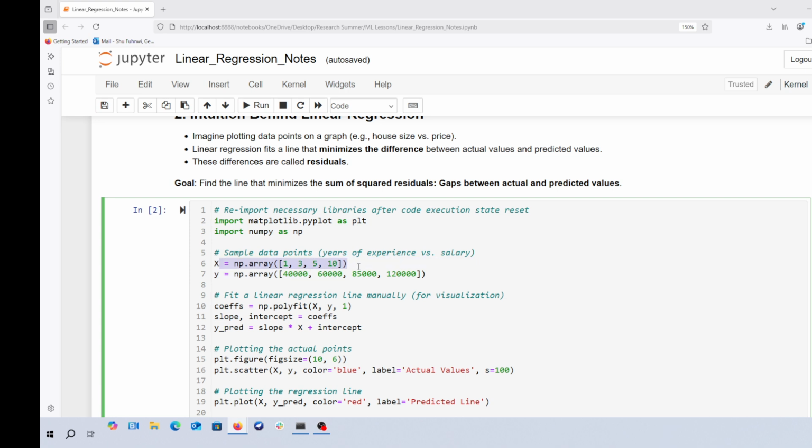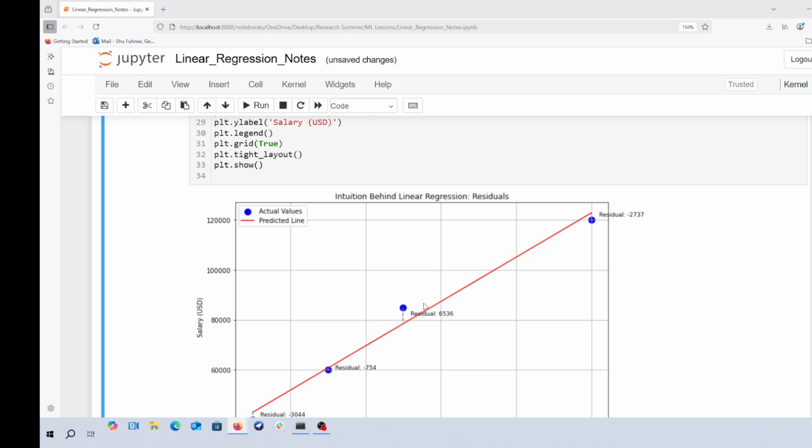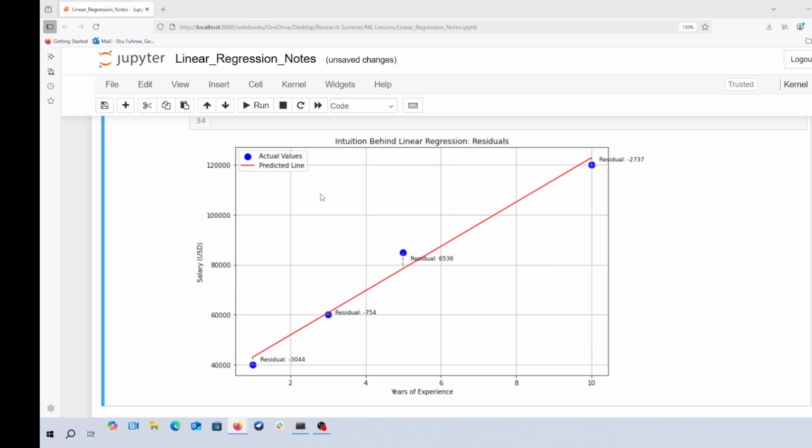As an example, let's say we just generated some data where we have X, which is the years of experience, and Y, which is their salary. Then we plot this graph to see how it looks. We can see here what we are talking about. The blue points are the actual values, and the red line is showing the predicted line fitting the relationship between salary and years of experience.